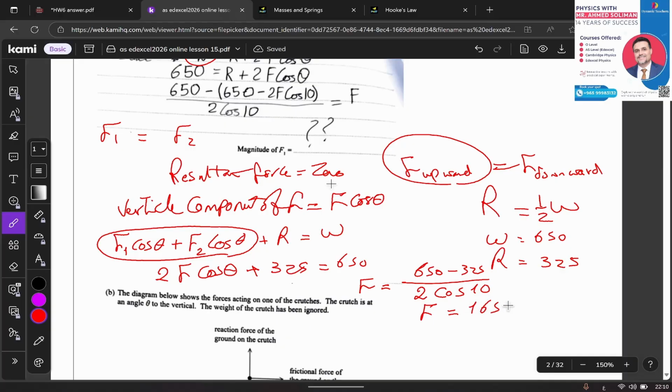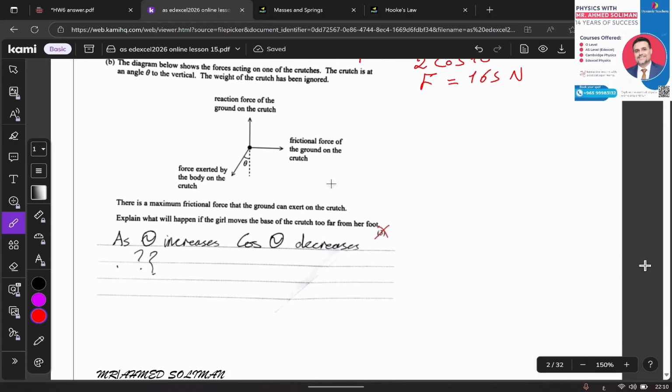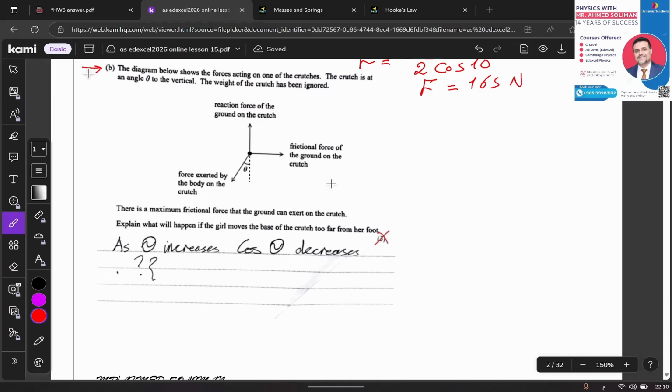165 Newton. So now this is the answer for this part. The next part, Habiba said what? B.